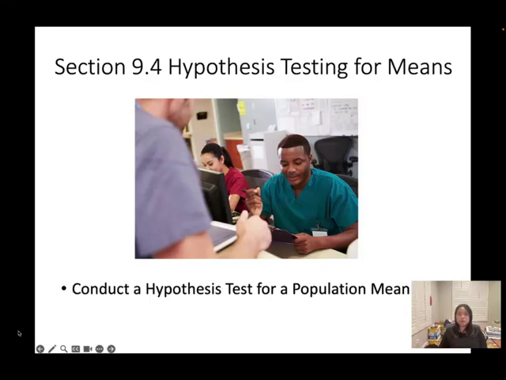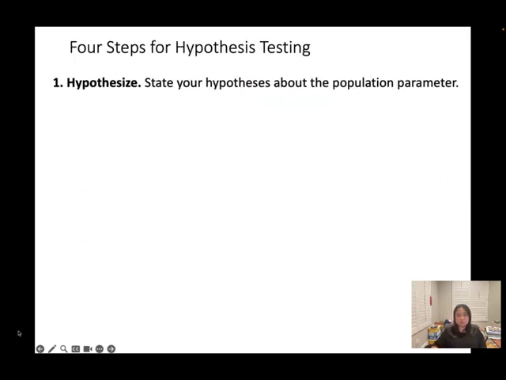Section 9.4 Hypothesis Testing for the Means. For these sessions, we conduct a hypothesis test for the population mean. Remember the 4 steps of hypothesis testing?